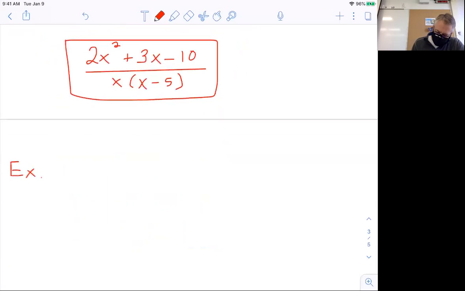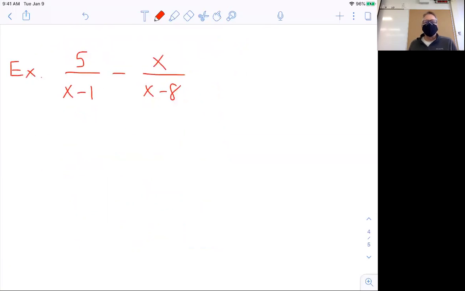So for our last one, let's do 5 over x minus 1 minus x over x minus 8. So 5 over x minus 1 minus x over x minus 8. So common denominator is, because neither one factors, x minus 1 times x minus 8.